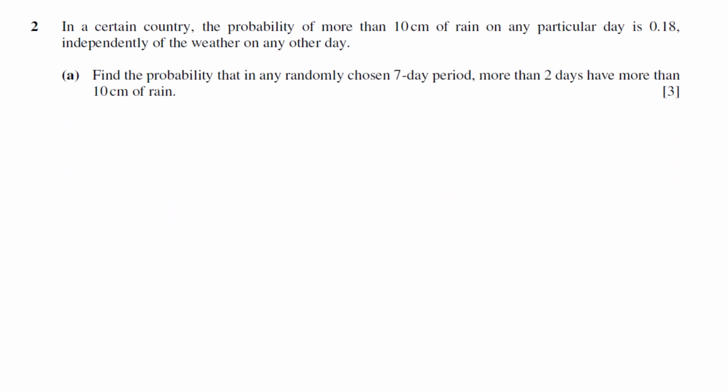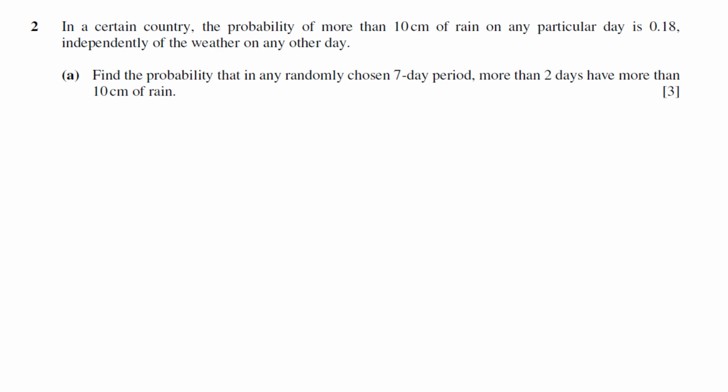Onward to question 2. It says, in a certain country, the probability of more than 10 centimeters of rain on a particular day is 0.18, independently of the weather on any other day. Find the probability that in a randomly chosen 7-day period, more than 2 days have more than 10 centimeters of rain. Based on our question, we can conclude that it is a binomial distribution because it's an independent event, and it has a probability of success, which is 0.18, and the probability of failure, which is 1 minus 0.18.